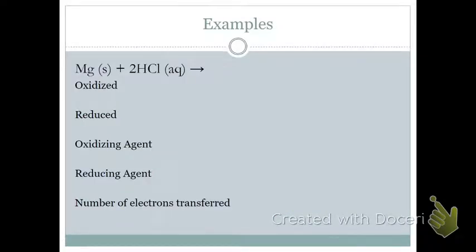So let's look at magnesium plus 2HCl. So this reaction occurs, magnesium is higher than hydrogen. This is a single replacement, right? So you get aqueous MgCl2, magnesium and chlorine, plus hydrogen gas. Okay, so what's the first step to determine what's happening in this oxidation reduction? The first thing we have to do is label each element in this reaction by its oxidation number. So let's go ahead and do that.